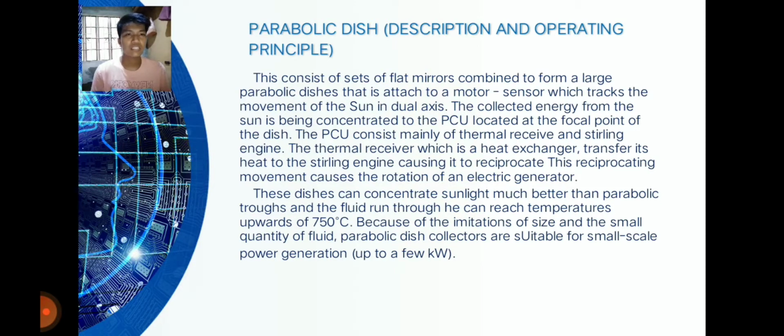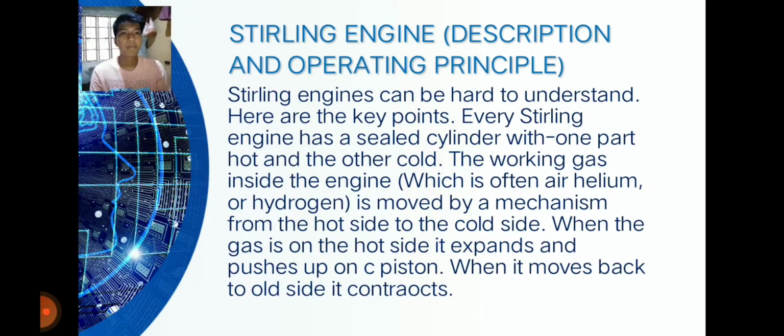So these dishes can concentrate sunlight much better than the parabolic trough, and the fluid running through can reach temperatures upward of 750 degrees Celsius. Because of the limitation of size and the small quantity of fluid, parabolic dish collectors are suitable for small scale power generation up to a few kilowatts. So the Stirling engine.